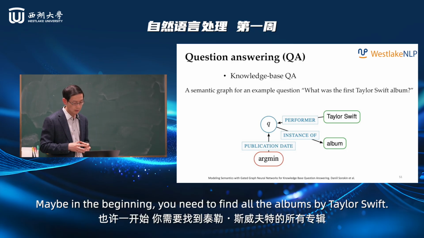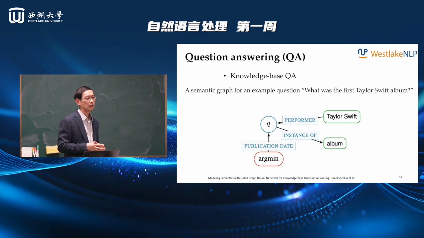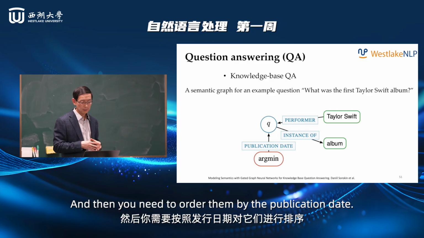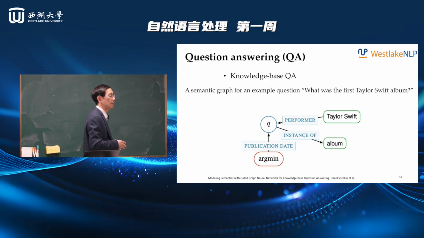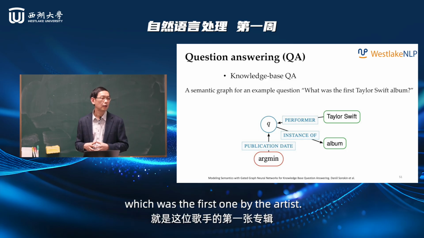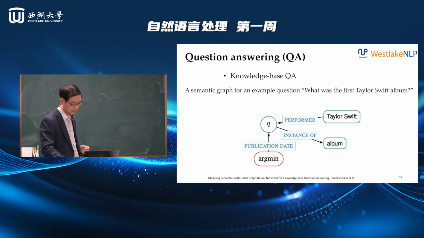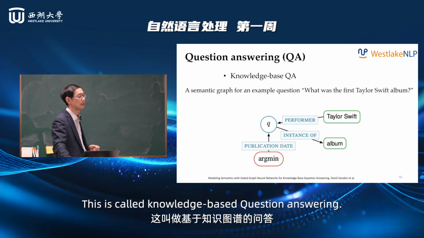Maybe in the beginning, you need to find all the albums by Taylor Swift, right? And then you need to order them by the publication date. In the end, you find the minimum date for the album, which was the first one by the artist. This is called knowledge-based question answering.